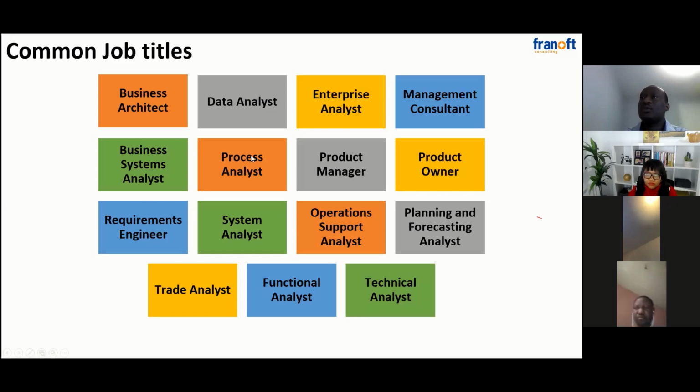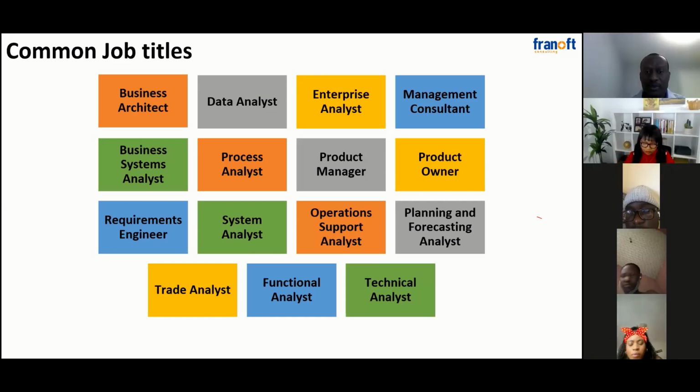We have other titles like process analysts, product managers, product owners, requirements engineer, system analyst. Before I continue, I would just like you, if you can, to type in the chat your various job titles. I just want to see the common job titles that we have. You can quickly just type that in the chat. I don't want to unmute everybody.